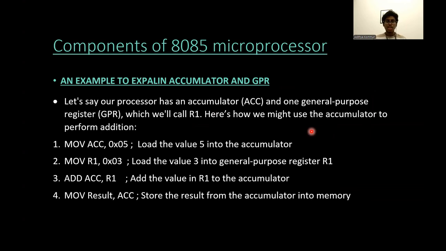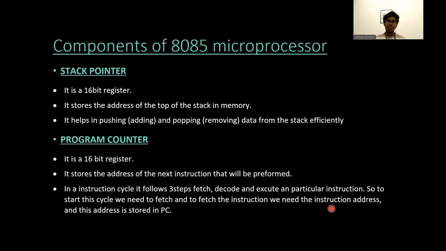Let us see an example to explain the accumulator and GPR by the following four instructions. Suppose these instructions are in assembly language. Move ACC 0x005 means load the value of 5 into the accumulator. Move R1, where R1 is one of the registers in the GPR, load the value 3 into the general purpose register R1. Add accumulator R1, add the value in R1 to the accumulator. Move result ACC, store the result from the accumulator into the memory.